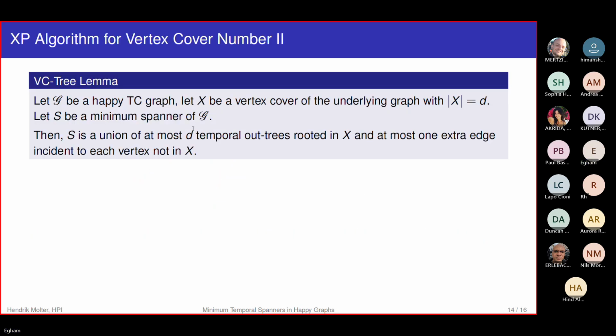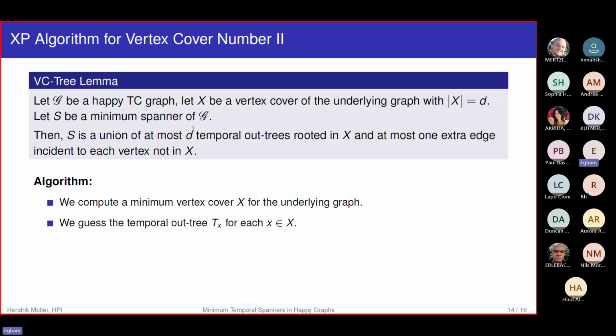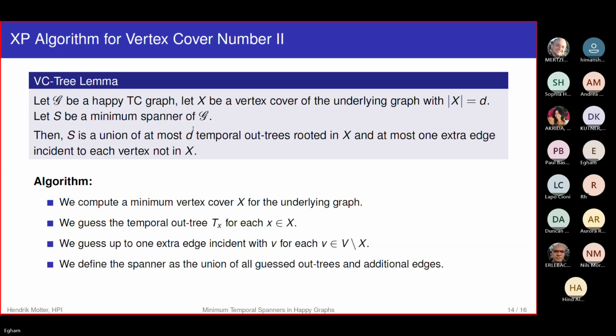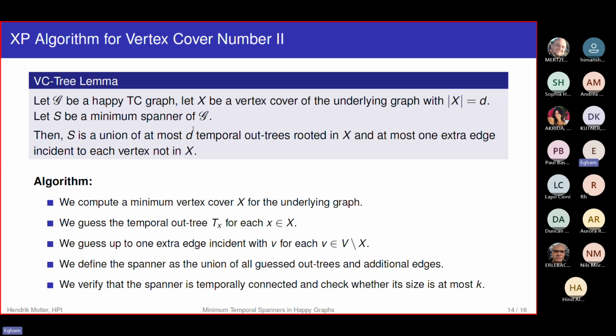And now, here is the lemma again. Now I can do the following. I can just compute a minimum vertex cover. I can guess the temporal out tree for each of the vertex cover vertices. I can guess at most one extra edge for each of the independent set vertices. I can define this as a spanner, and I can check whether this has the correct size and it's actually temporally connected. And now, as maybe the last missing piece, it's maybe not completely obvious why these guessing steps are all doable within XP running time. In particular, the second one.